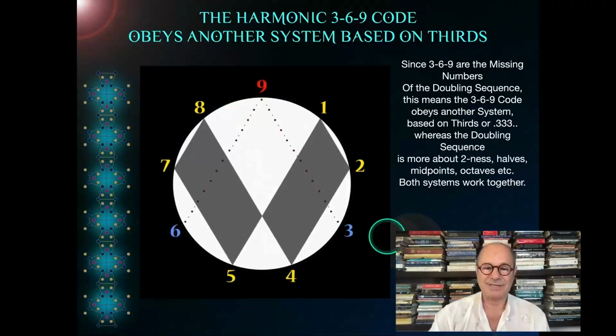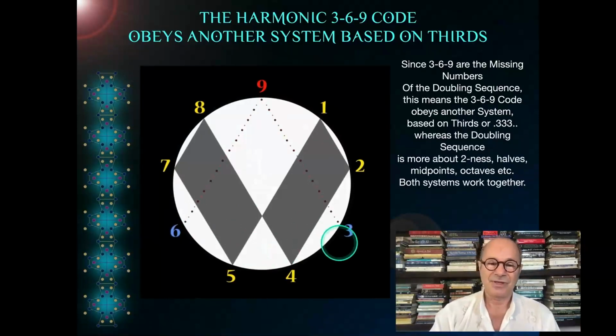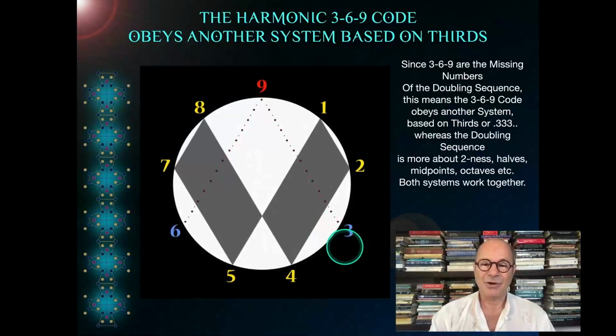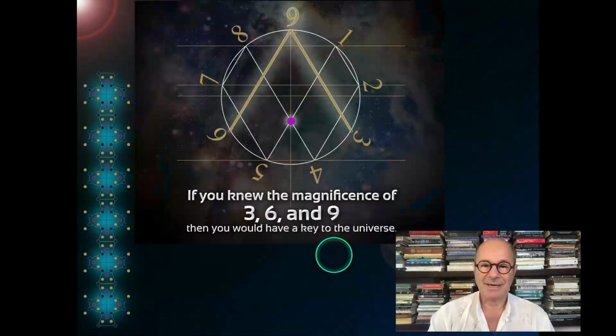The importance of 3, 6, 9 is that when we do the binary code, the powers of 2, the 3s, 6s and 9s are not in that sequence. That's like a missing gap sequence. So that's why I've highlighted it here.